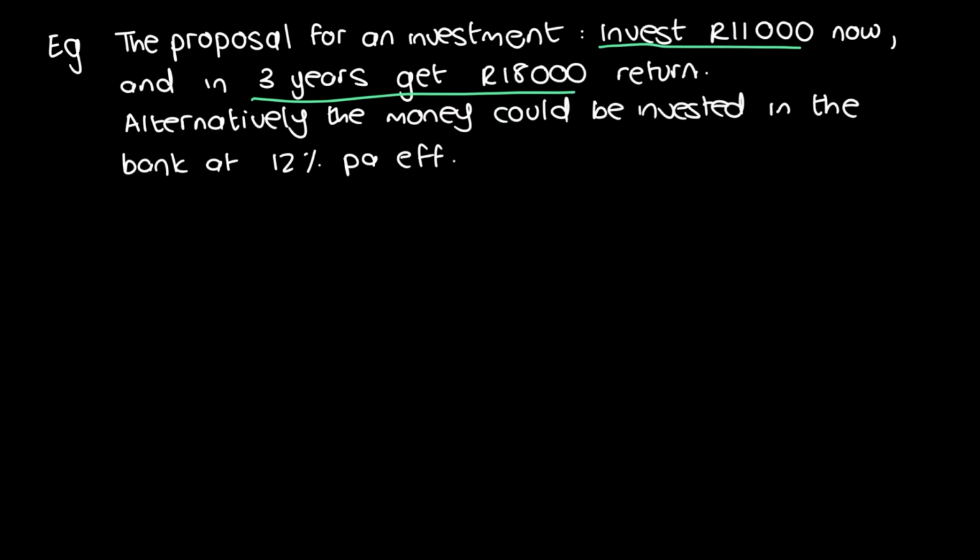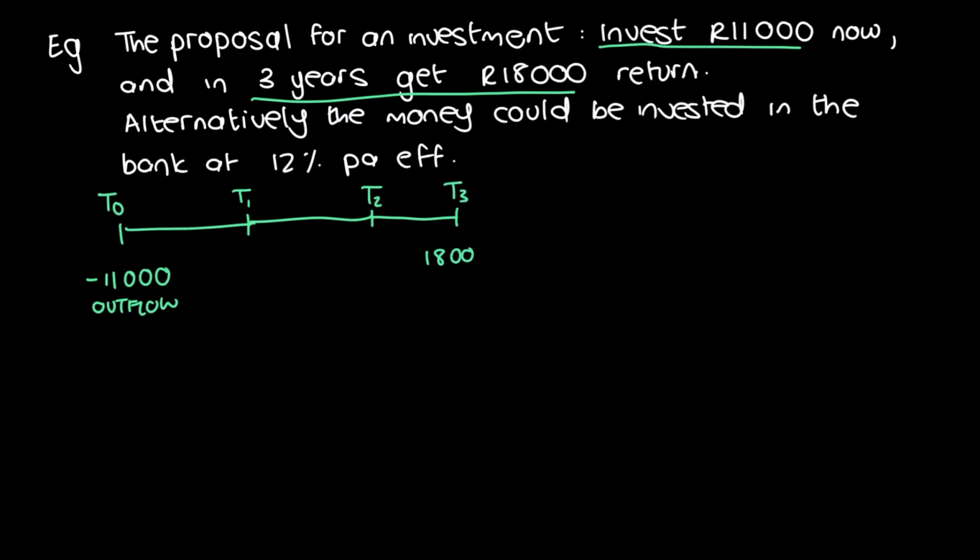So let's just write it as a timeline quick so we can see what's happening. At T0, we put in 11,000, so it's an outflow of money from us. And then we have T1 occurs, T2 occurs, and then at the third one, T3, so in 3 years, we get 18,000 Rand back. So it's an inflow of money to us.